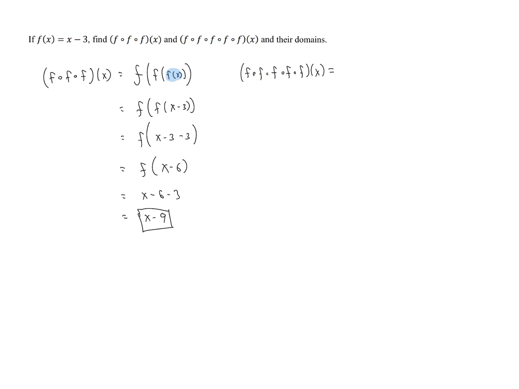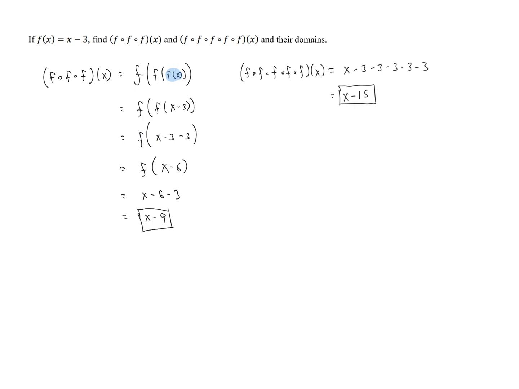And since we're applying it 5 times, this is going to be x minus 3 minus 3 minus 3 minus 3 minus 3, or x minus 15. We're simply subtracting 3 5 times. That's the same as subtracting 15.